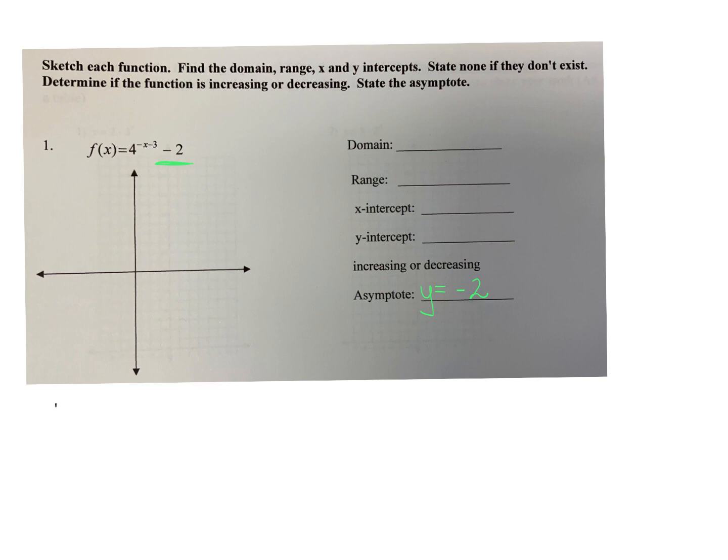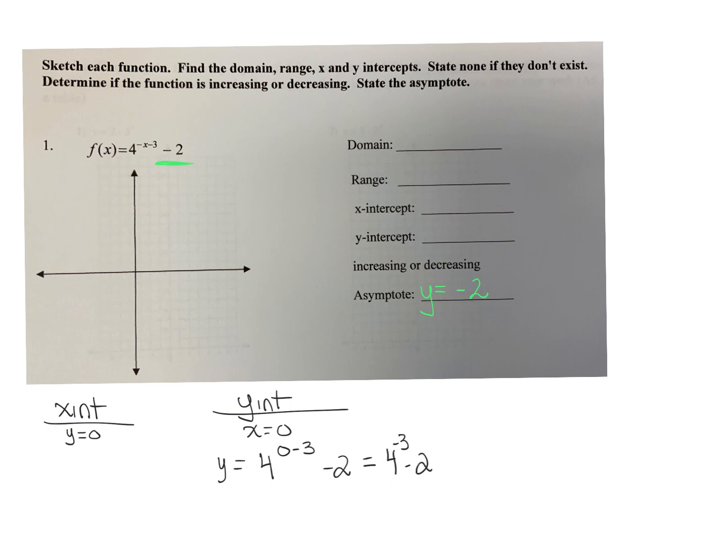Let's find the x-intercept. To find an x-intercept, the y equals 0, and to find the y-intercept, the x equals 0. So let's do this. Let's start with the y-intercept. So I'm going to get y equals 4 to the power of 0 minus 3, minus 2. Okay, well, let's see. That's going to be 4 to the -3rd minus 2. That's going to be 1 over 4 to the 3rd minus 2, which we can type in a calculator.